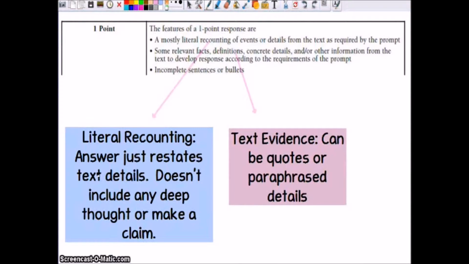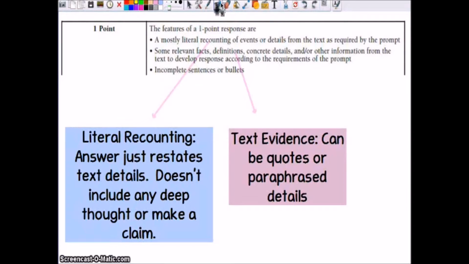Alright, so next we have 1 point. So because this is only a maximum score of 2 points, getting 1 point on a short response is actually only getting 50% credit or half credit. A 1 point response would be a mostly literal retelling of or recounting of events or details from the text, which basically means that you're just restating text details, you're not including any deep thought, and you're not making a claim or showing any inferences.